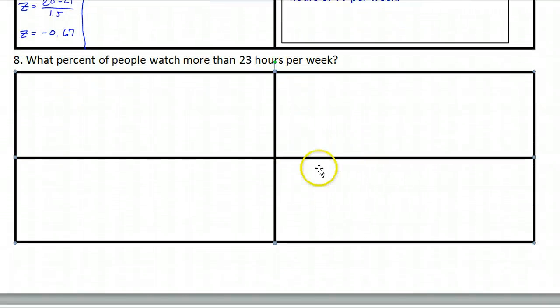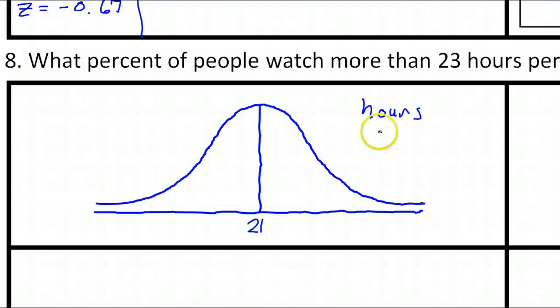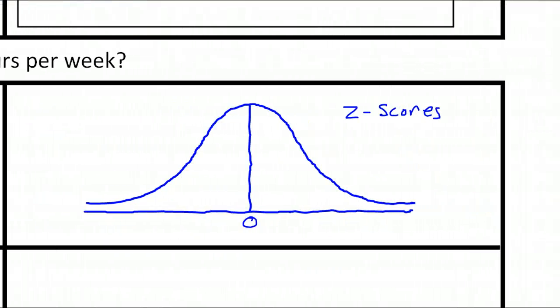Okay, again, let's start with our pictures. Let's start off with the hours. So 23 is going to be over here somewhere. There's 23 hours. Make sure you give your units. And we want more than 23 hours, so we're going to shade this part of the graph. And z-score is the same thing. We don't know what the z-score is yet, but once again, more than this z-score will be to the right.